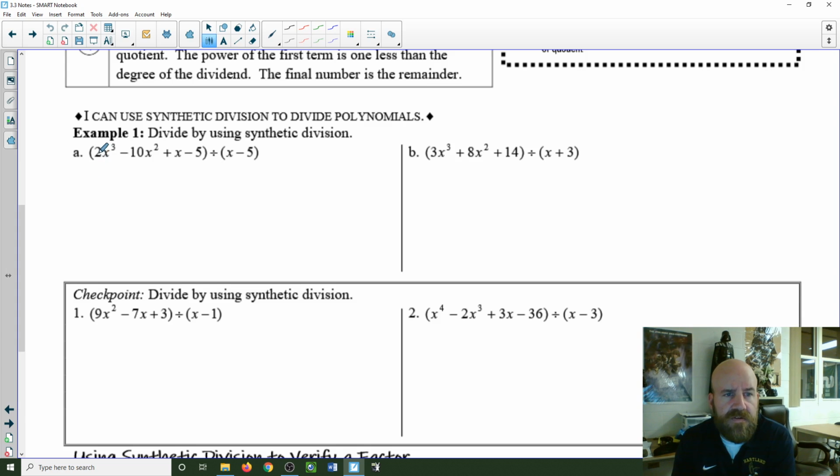So the first thing we do is look at our coefficients of the polynomial that we are dividing into. So we write our coefficients: 2, -10, 1, and -5. And then over here, draw a little sideways L, and then we're going to put our x-intercept in here. So it would be a +5, because if we were to set this equal to 0 and solve for x, we'd have a +5.